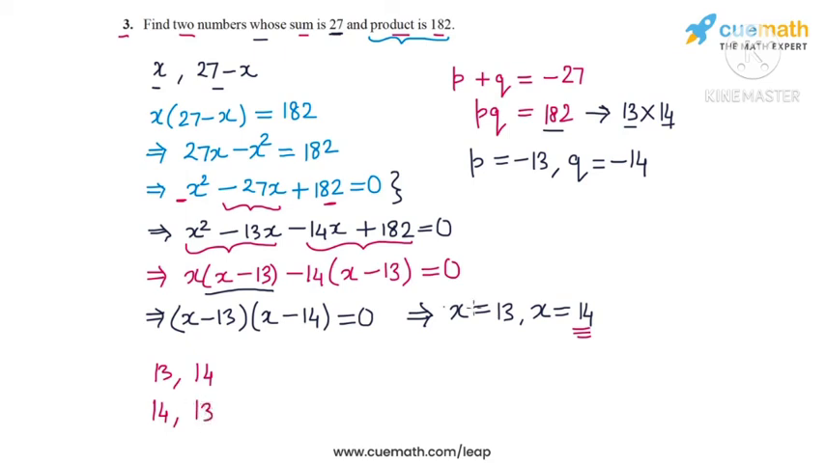So in both cases of the roots, we get the same pair of numbers. We get 13 and 14. So the answer is that the two numbers whose sum is 27 and product is 182 are 13 and 14.